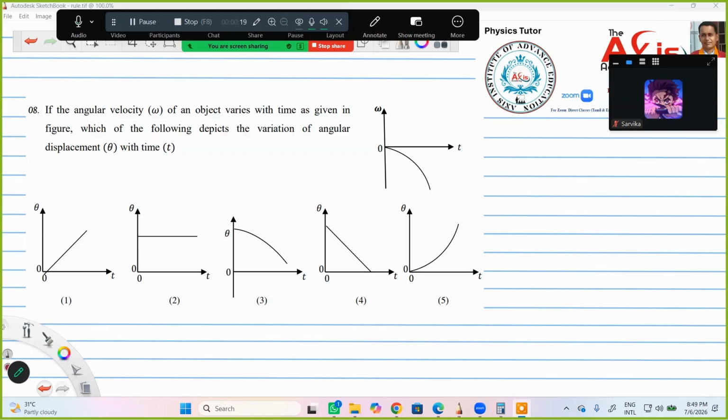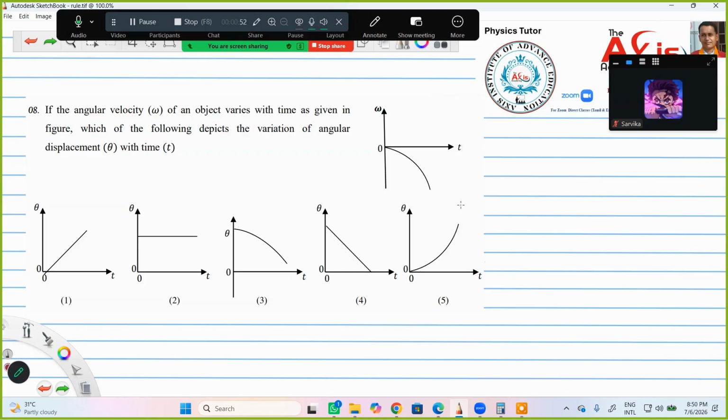Angular velocity and angular displacement, right. If we think about this directly, it's a bit difficult. But the familiar one is, say this is a velocity-time graph. In order to easily understand rotational motion, we have to compare the relevant equations with the linear equations.